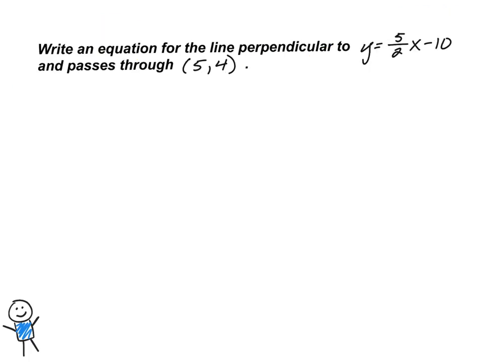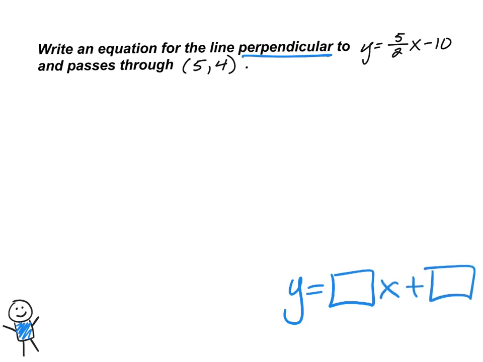On this last example, we're asked to write an equation for the line perpendicular to y equals 5/2x minus 10 and passes through the point (5, 4). Well, remember, before I'm finished, I need to fill in those boxes. y equals box x plus box, and those two boxes stand for the slope and the y-intercept that I need to find. So if I'm looking at the line they gave me, my line is perpendicular to this line. So I'm going to take the slope they gave me, which was 5/2.